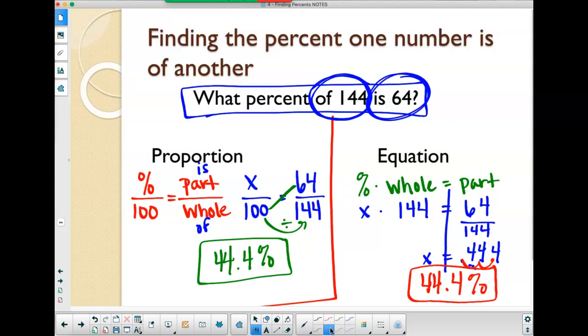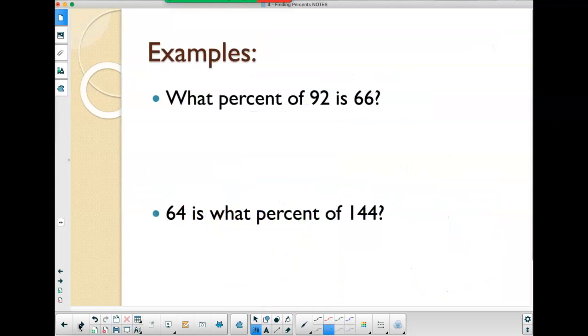Okay, so ultimately I don't care which way we solve it. Anybody have a preference? Do you like one better than the other? Some of you are pointing this way to the proportion. How many of you think I kind of like the proportion better? It's easier for me to understand. Okay. I don't care which way we do it. Let's try another one. Okay, what percent of 92 is 66? So let's use the proportion.